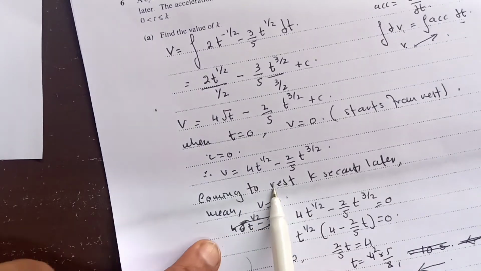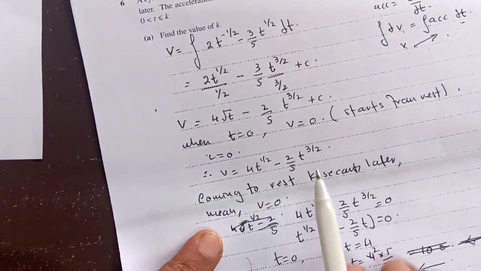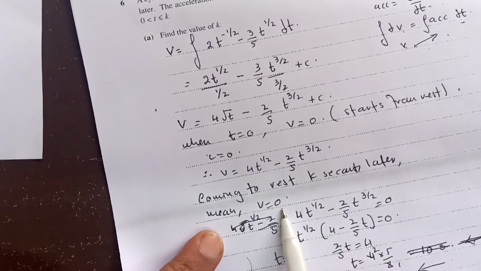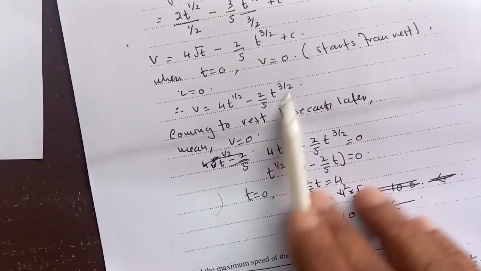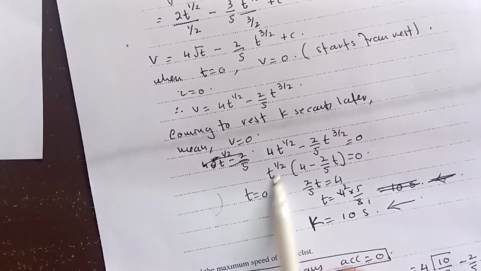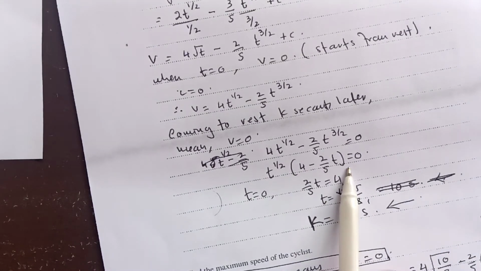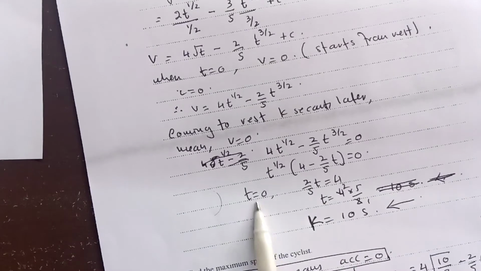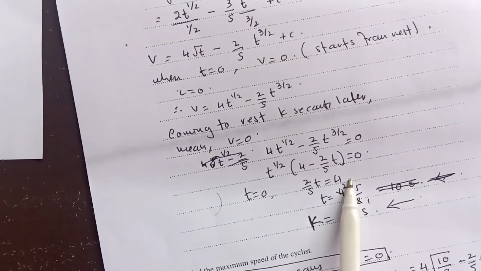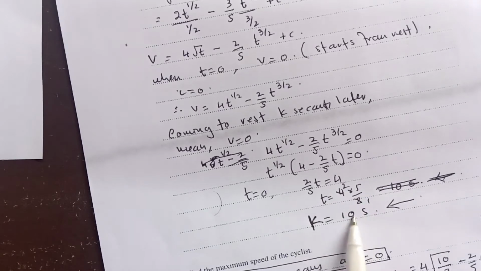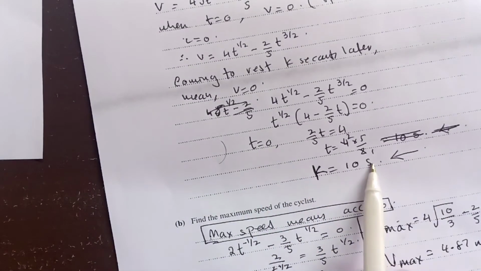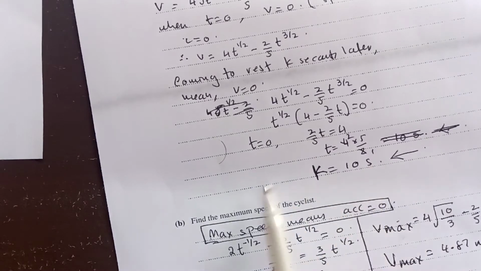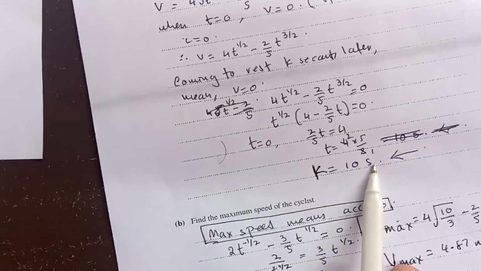Now, coming to rest means v is equal to 0. K seconds later means v is 0. You put final velocity 0. When final velocity is 0, therefore you put all these as 0. t to the power half is common. t to the half is equal to 0, t is equal to 0, or this is equal to 0. Therefore, t is equal to 2 times 5, 10 seconds. So, at t equals 0 and t equals 10, v is 0. Okay? Therefore, k is 10 seconds.